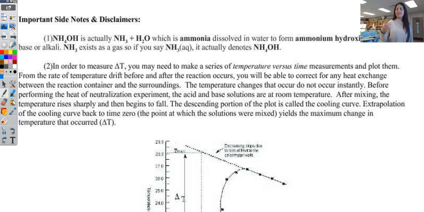And it usually comes as a highly concentrated solution, around 18 molar, and so I dilute it down based on what our needs are. And you're going to see in this experiment, we needed a 1.5 molar solution. So that's just a little bit of a disclaimer about the fact that even though we're writing NH3, we're using NH4OH. Second thing.